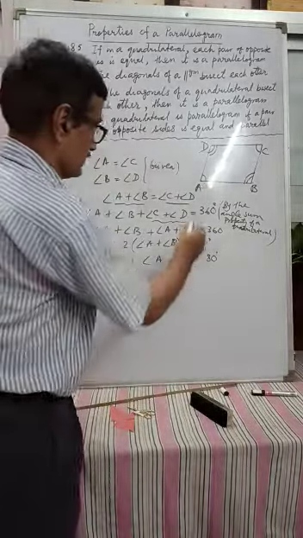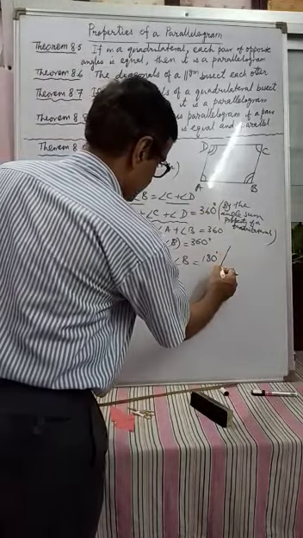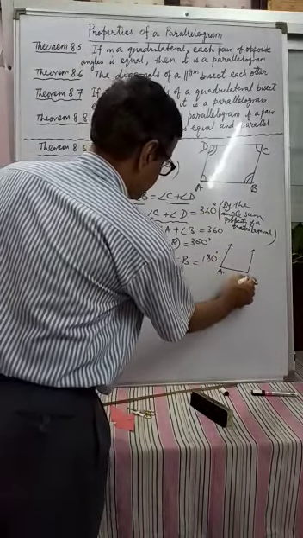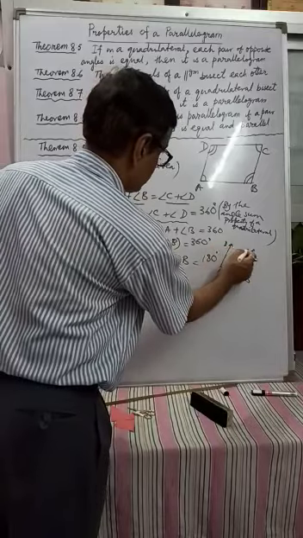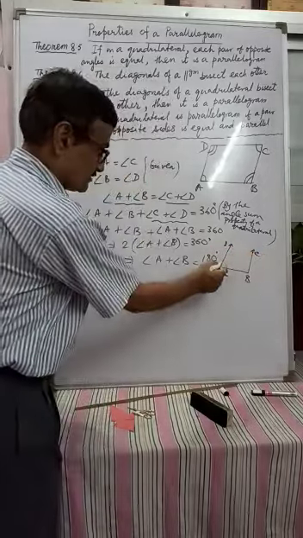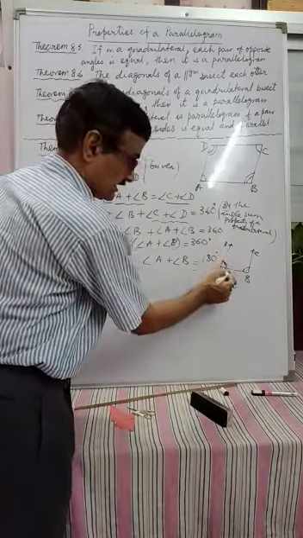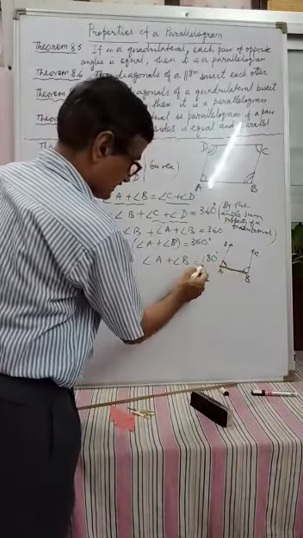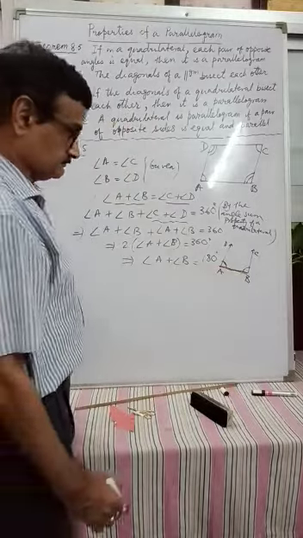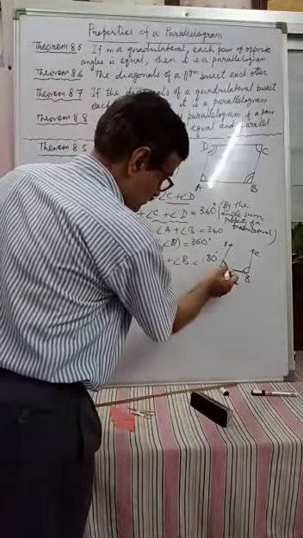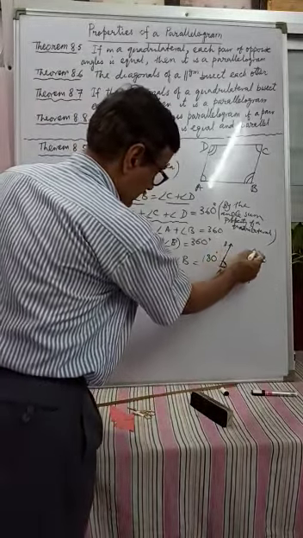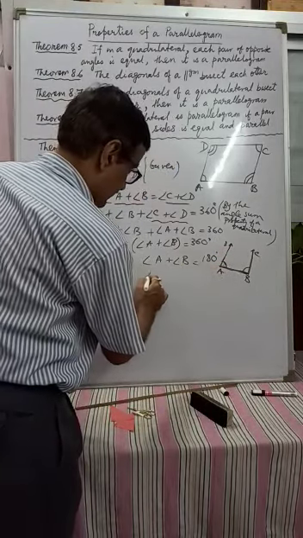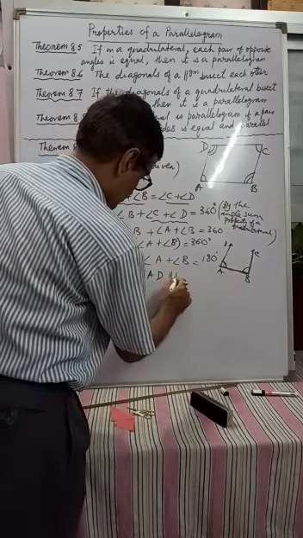Now let me draw the figure once again, part figure. So this is A, this is B, this is D, this is C. Now the sum of these two interior angles on the same side of the transversal AB is 180 degrees, and these two angles are formed when these two lines are intersected by AB. That means we can say AD is parallel to BC.